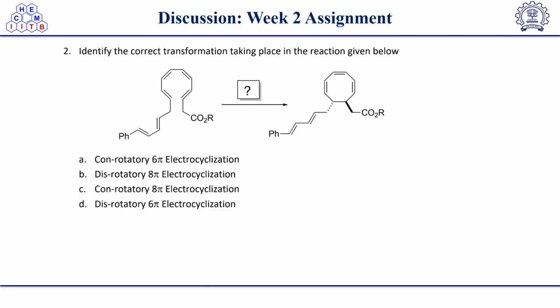Now the third question was the correct transformation taking place in the reaction given here. Conrotatory 6 pi electrocyclization, disrotatory 8 pi electrocyclization, conrotatory 8 pi electrocyclization, or disrotatory 6 pi electrocyclization. Conrotation means both the orbitals are rotating in the same direction, either clockwise or anti-clockwise. Disrotation means one orbital will be rotating in clockwise direction, other orbital in the opposite direction, that is anti-clockwise direction. So here also we saw the correct answer is conrotatory 8 pi electrocyclization.